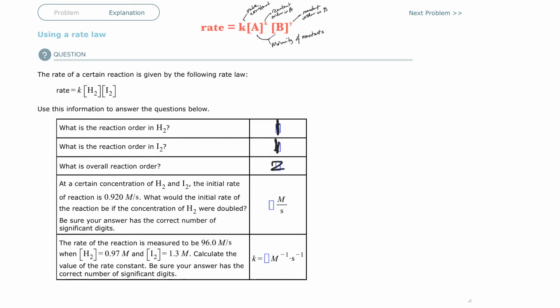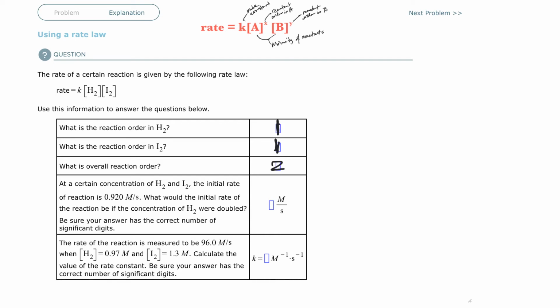Let's look at question number 3. It looks really scary, but it's not. At a certain concentration of hydrogen and iodine, the initial rate of reaction was 0.92 molar per second. What would be the initial rate of the reaction if the concentration of hydrogen were doubled?